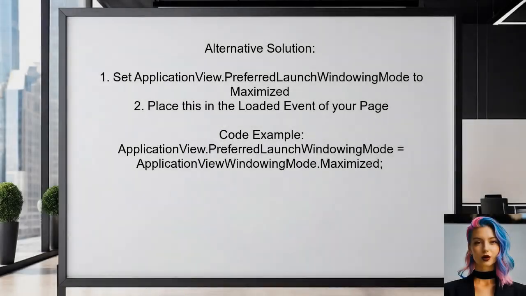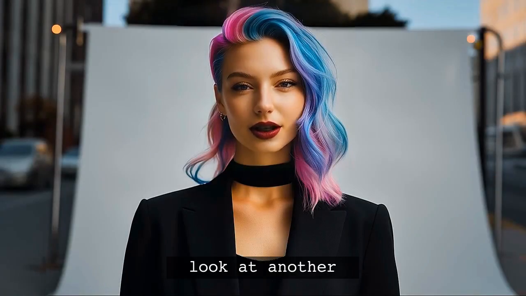An alternative approach to ensure your UWP app launches maximized is to set the preferred launch windowing mode to maximized. Just remember to place this code in the loaded event of your page for it to work properly. Let's take a look at another answer from another user.